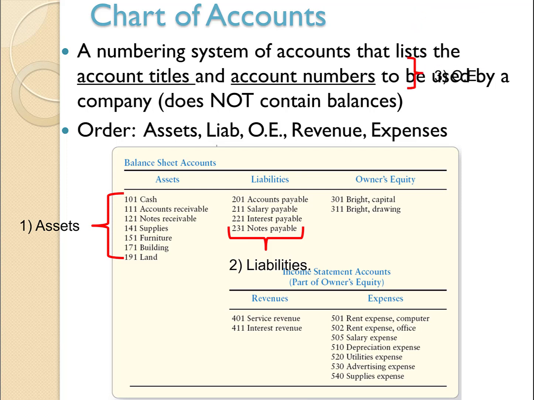Next, we have owner's equity accounts. And notice that includes capital and drawing. Those two are usually paired together. And notice that they start with the number 3. Capital is usually going to be 300 or 301. Next, we have the revenue accounts. Revenue accounts are in the 400s. The service revenue account is usually 400 or 401.